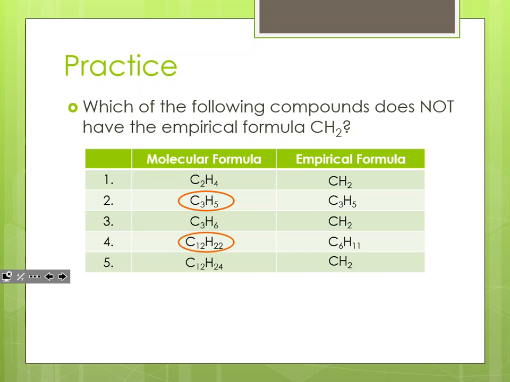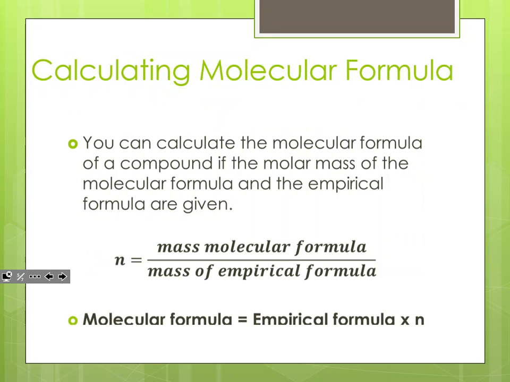So you're going to have a problem like this where you have to make sure they reduce, and be able to check and see that they match. Now for calculating, we have one little calculation that we must do. You can calculate the molecular formula of a compound if the molar mass of the molecular formula is given along with the empirical formula. It's a simple equation here: mass of the molecular formula divided by the mass of the empirical formula. That's going to give you N. And we call N a multiplying factor.